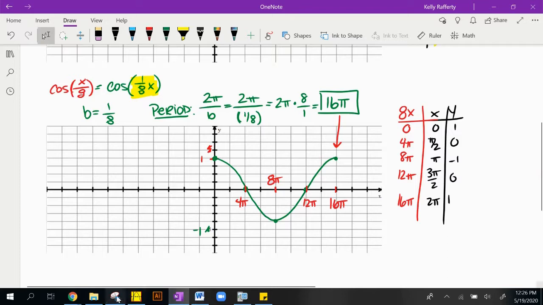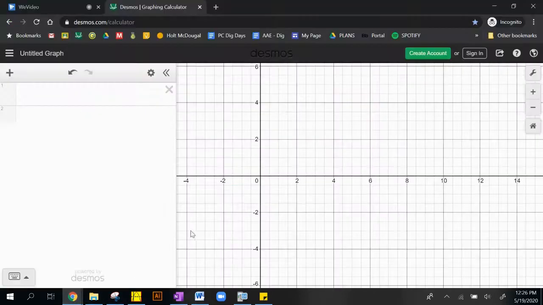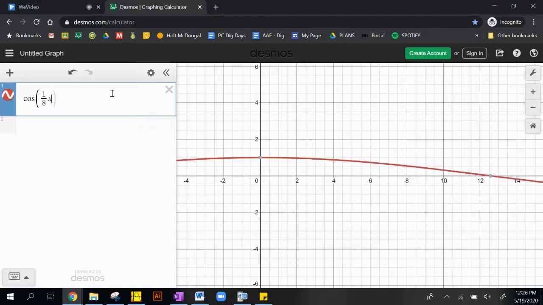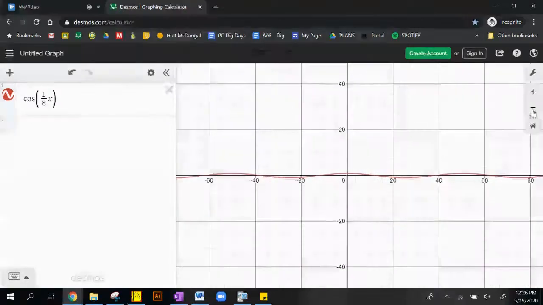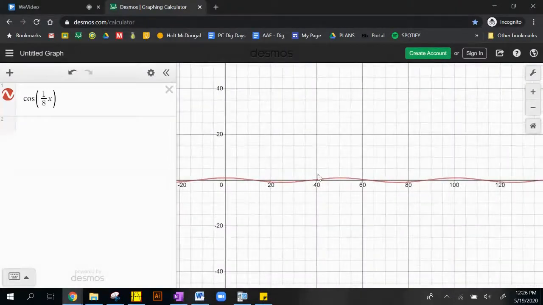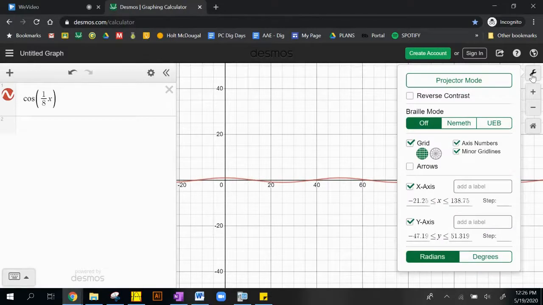Oh, before I leave, I wanted to do a quick demo on Desmos. This is a great way to check your answers. So I'm going to just type in that one example I just did. We'll see here, the graph doesn't quite show me the whole thing. I'm going to zoom out. And still, it's kind of small. So I'm going to go to this little wrench and change my window.